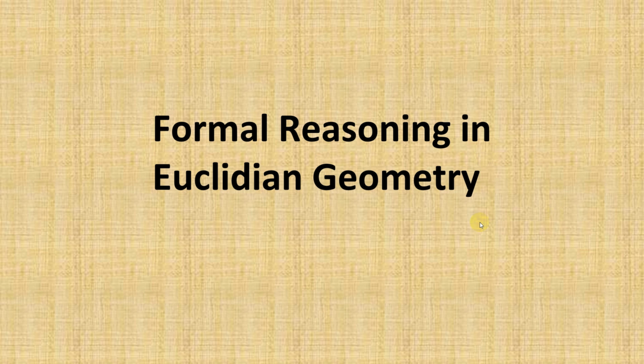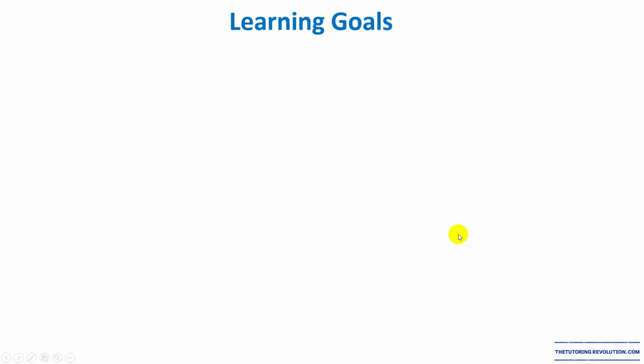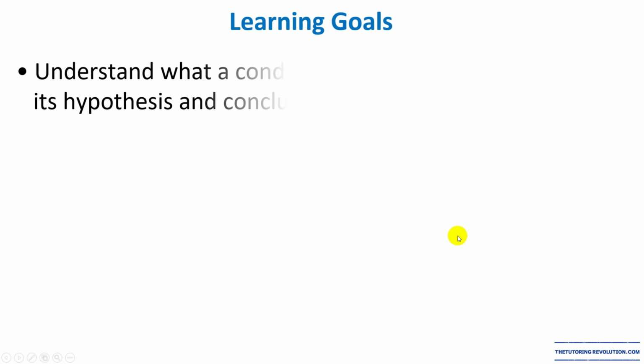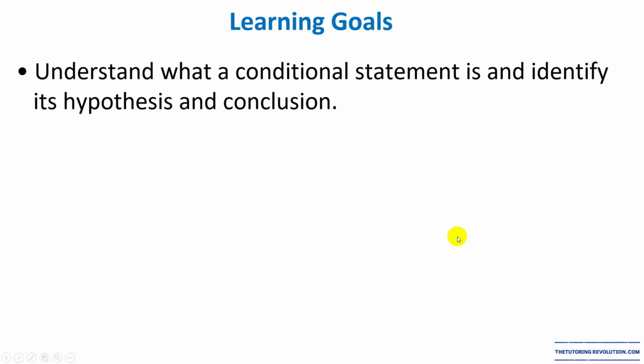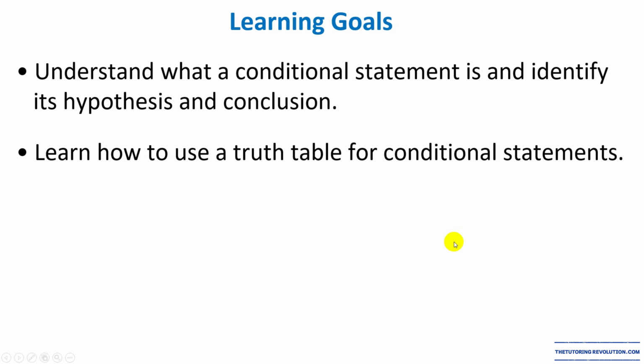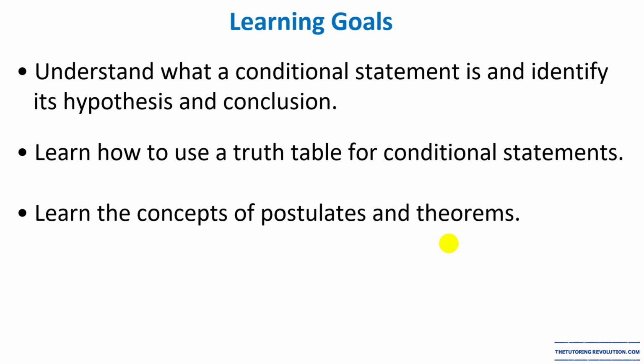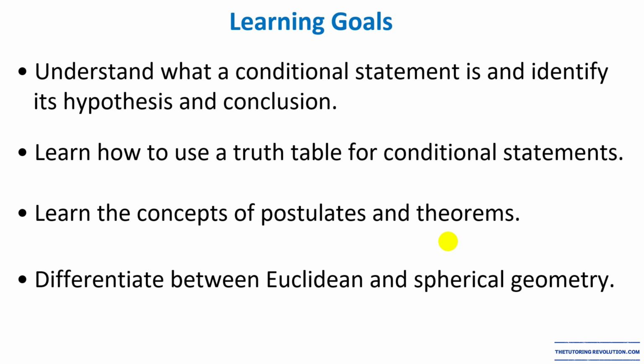Hello, in this lesson we will learn about formal reasoning in Euclidean geometry. The learning goals for this lesson are: understand what a conditional statement is and identify its hypothesis and conclusion, learn how to use a truth table for conditional statements, learn the concepts of postulates and theorems, differentiate between Euclidean and spherical geometry.